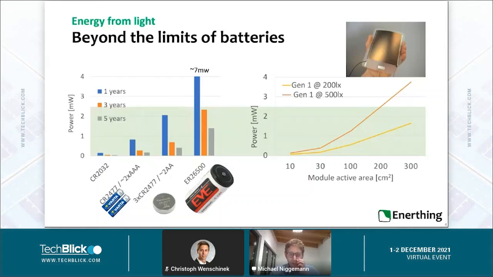And this is exactly the metric we always have in mind. Our solutions should last for more than 10 years in the field without touching them, and that makes them very efficient and also commercially interesting.